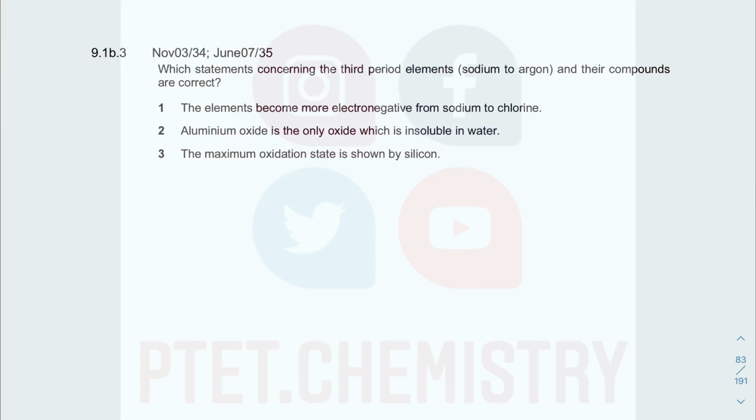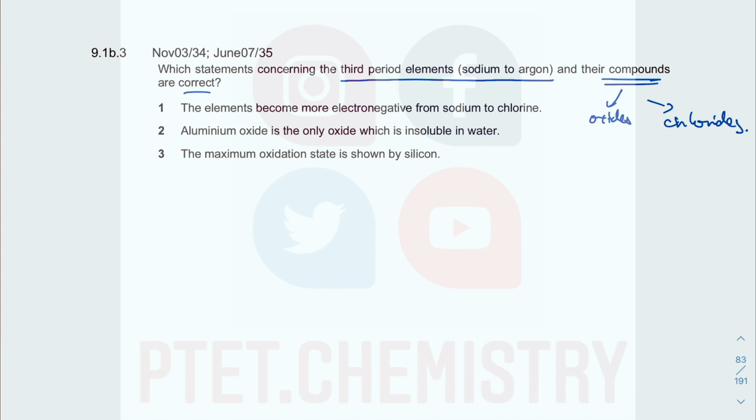In this next question, it's asking you what is correct about the third period elements from sodium to argon and their compounds. Typically, we talk about the oxides and the chlorides, which are your case study, stated in the syllabus or the specification. In fact, I think all of the A-level syllabus will have covered the oxides and the chlorides of the period 3 chemistry.